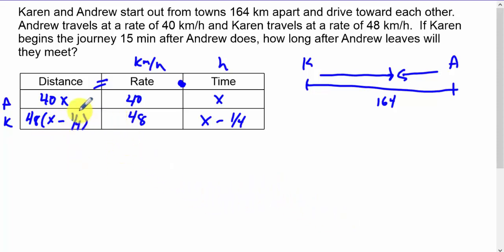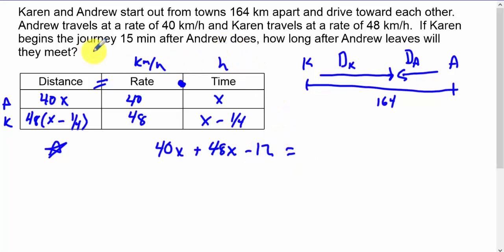And now that I have this, I'm going to write an equation using this information. I have everything I need right in this picture. So if I look at this, Karen's distance, you can call it dK, and dA, those distances add up to 164. So I know that 40x plus, well, let's just go ahead and do this right here, 48x minus 12 is equal to the total of 164.